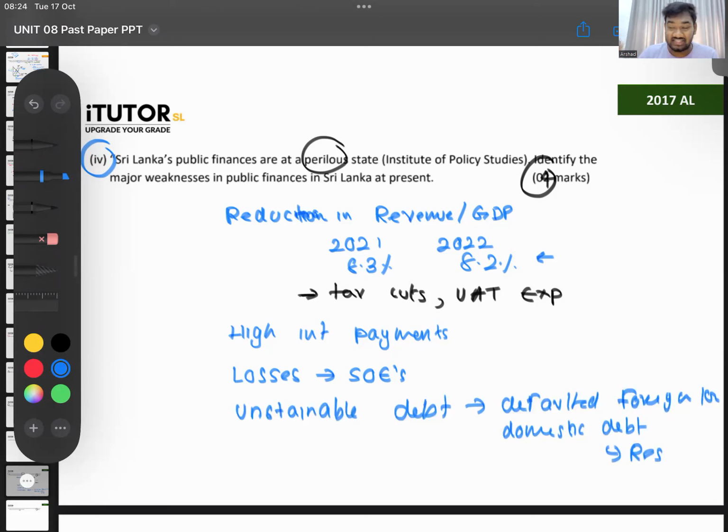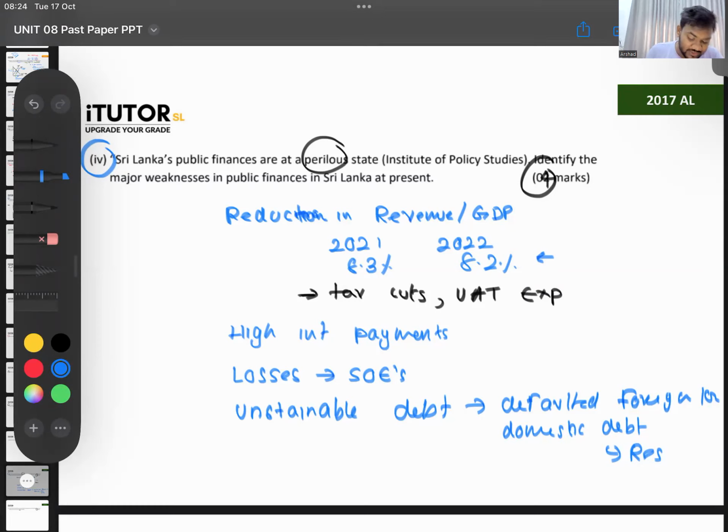Because we can't pay, restructuring, then we are now negotiating with the creditors, trying to reduce the amount of loan, trying to reduce the interest rate, extend the maturity. We are trying to do different things. So you can talk about those. Those are also major weaknesses, having unsustainable levels of government debt and having a very poor state-owned enterprise sector where they keep on making losses. Inefficiencies there, very high levels of interest payment.